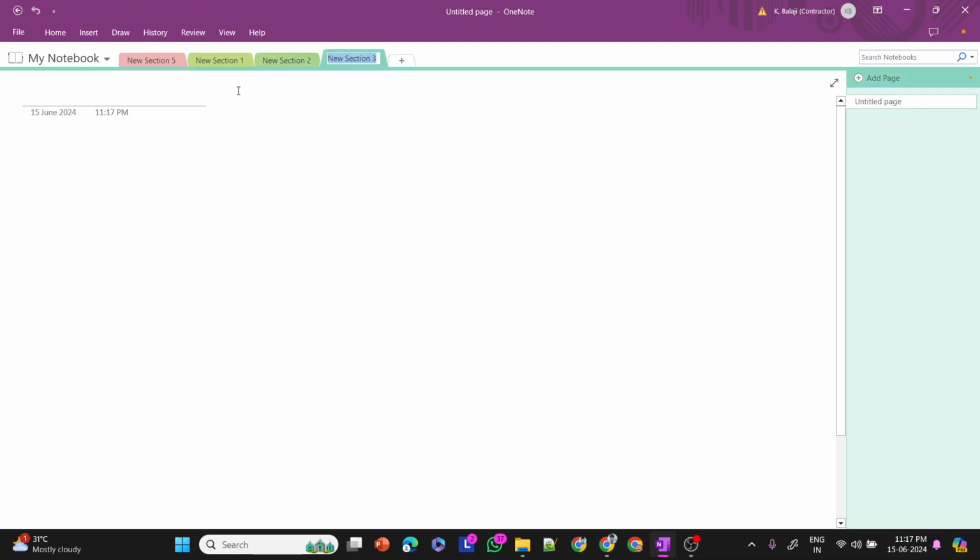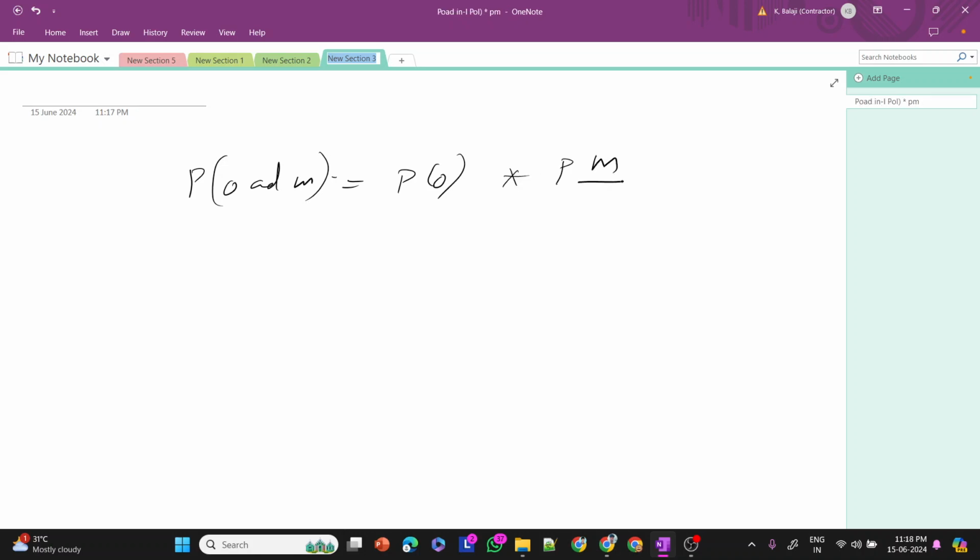In other words, the probability of taking orange and then mango is equal to the probability of taking orange times the probability of taking mango given that orange was already taken. Okay, this event was a dependent event.